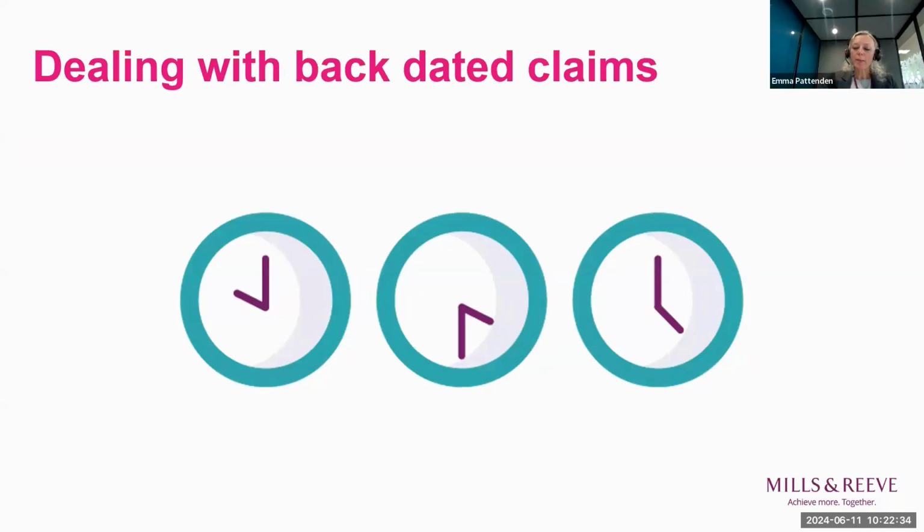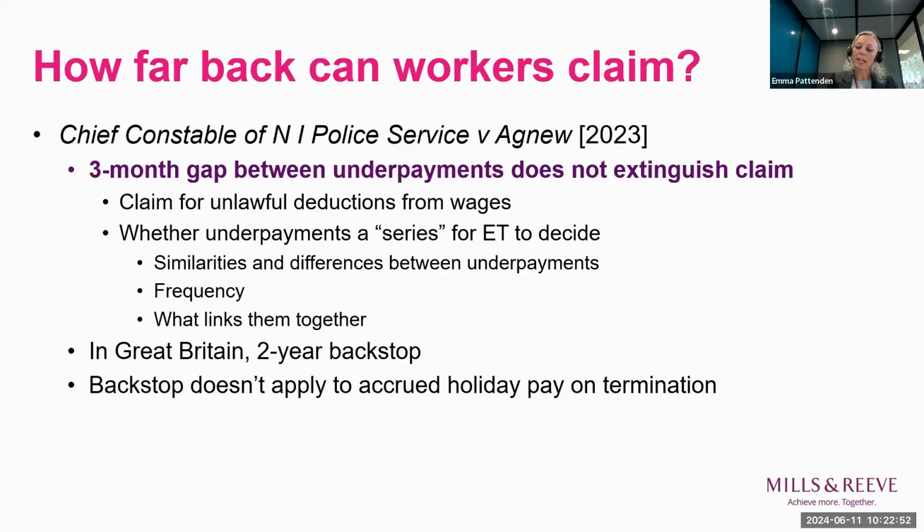Unpaid holiday claims are usually brought as unlawful deductions of wages claims, and this means that a worker can claim back in respect of a series of deductions, and the time limit only begins to run from the last deduction in the series. So rather than having to take a separate claim within 3 months of each underpayment, a worker can link a sequence of underpayments together and bring a single claim within 3 months of the last underpayment in the series.